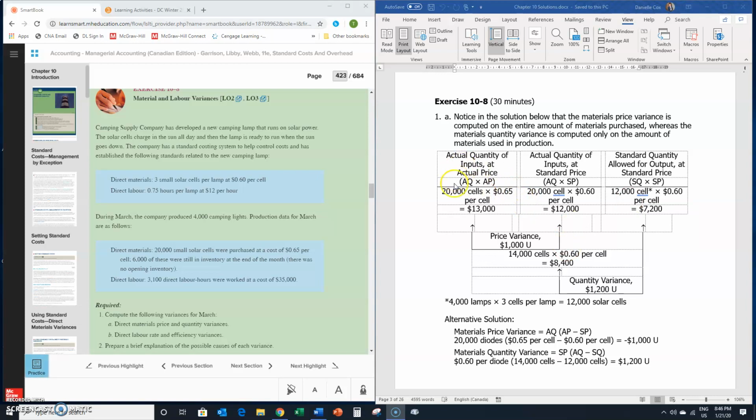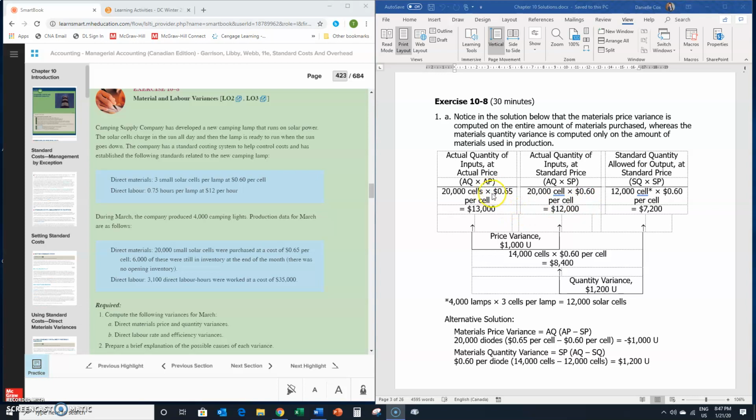So to work out our price variance, it's actual quantity times actual price, and actual quantity times standard price. Here for quantity, because we're looking at the price, we're going to compare them using what was purchased. So actual quantity, 20,000, times actual price, 65 cents per cell. That gives us 13,000. Or actual quantity, 20,000, times the standard price, which was 60 cents per cell, which works out to 12,000.